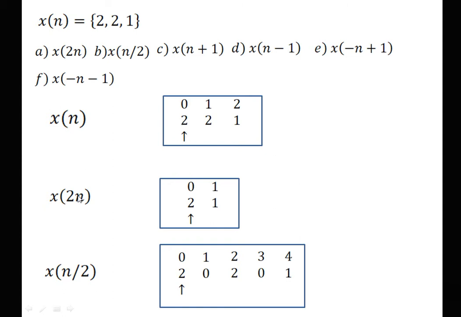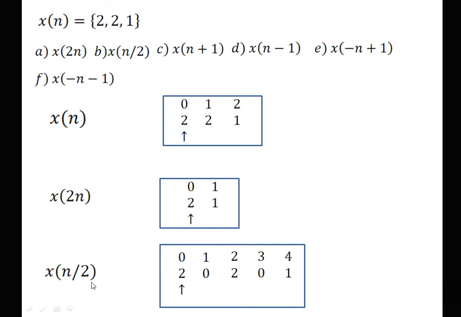X of 2n, 2n is nothing but what? Downsampling or compression, downscaling of the signal, that is compression. So we are taking the values at the even locations, at the multiples of 2. So 0th location and second location. So 0th location is 2 and 2nd location is 1. So 2, 1, and they are coming at the locations 0, 1. So this is x of 2n.